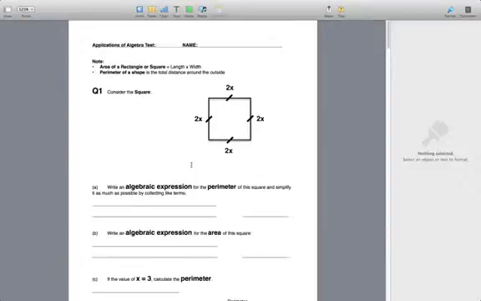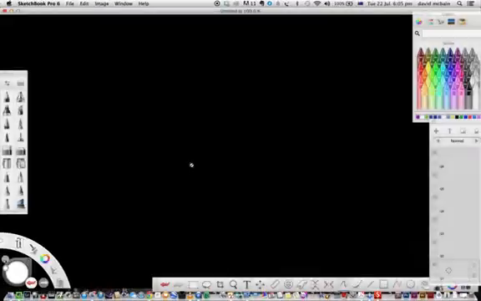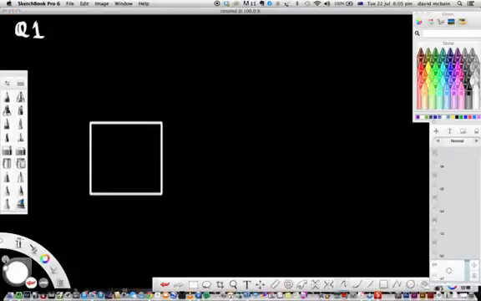We've got a square where each side is 2x. So let's have a look at this. So for question one, we've got a square and each side was 2x in length. So this side's 2x and this side's 2x, 2x and 2x. Now, marking the test, the key things I saw was that a lot of people got perimeter and area confused. So the first question was we had to work out an algebraic expression for the perimeter.